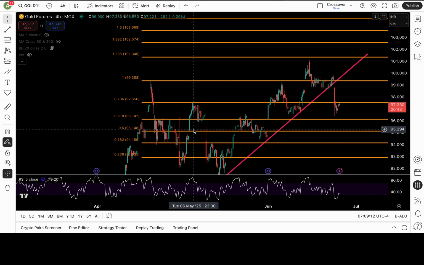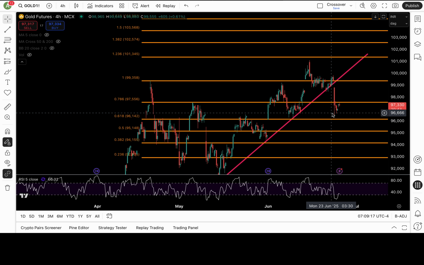The next target I have to the downside is at 96,142. That can definitely hit if the bears can keep price below 97,556. And if 96,142 fails, I have 95,148 and 94,155 below. Now, how would this get invalidated?